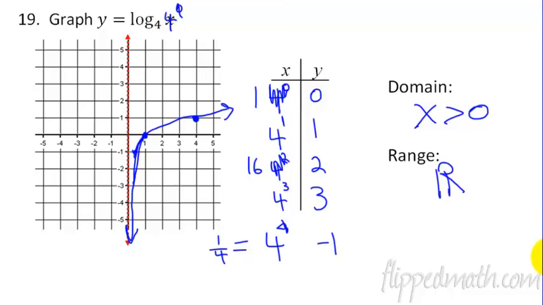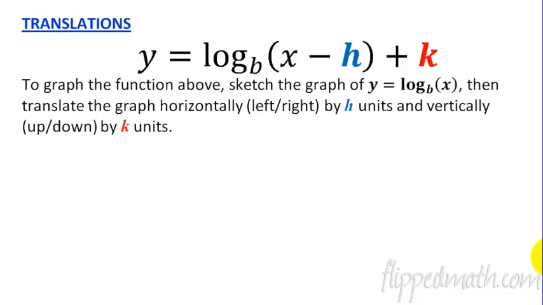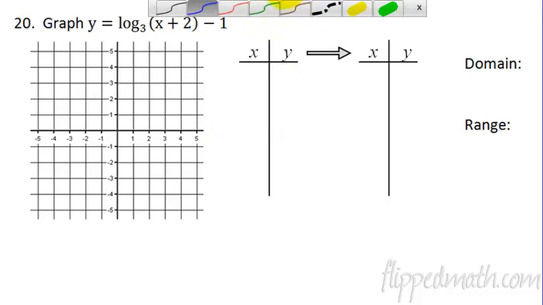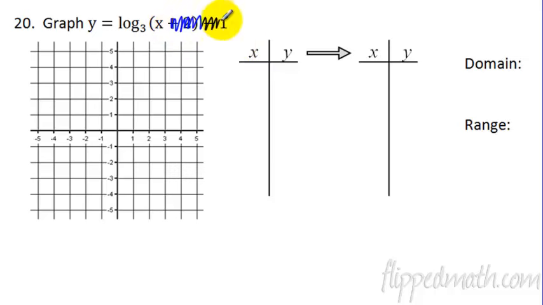Okay? Now, when we start shifting things, it is exactly like we've shifted things for the entire year with our translations. Just a quick little reminder that we shift the opposite of what's inside the parentheses, left and right, and then outside the parentheses, we're going to go up and down whatever that value of k is. So here we go. Let's first figure out some coordinate points before this thing is shifted. In other words, ignore the +2 and the -1 for just a moment.